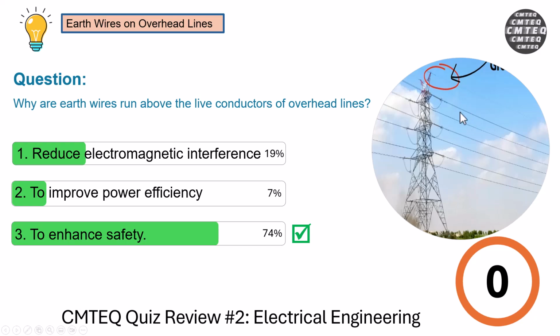So in a sense, the reason why you've got that wire there is to enhance safety and provide the safest or quickest discharge path for the lightning. That is the correct answer, thereby reducing the risk of electrical fire. Now let's move on to the next question.